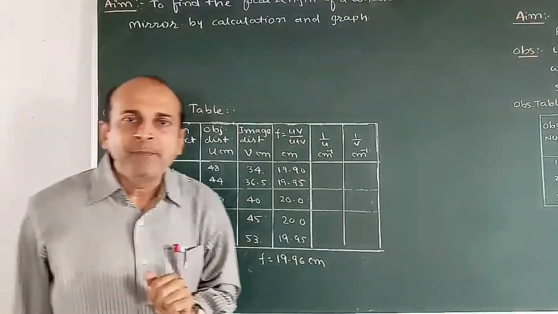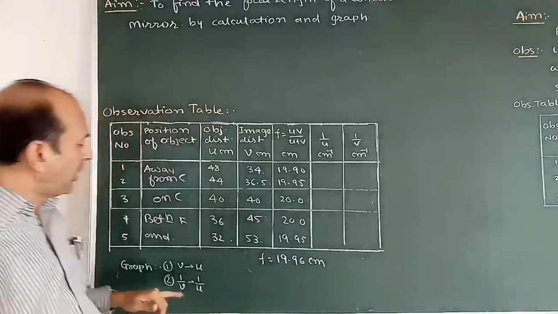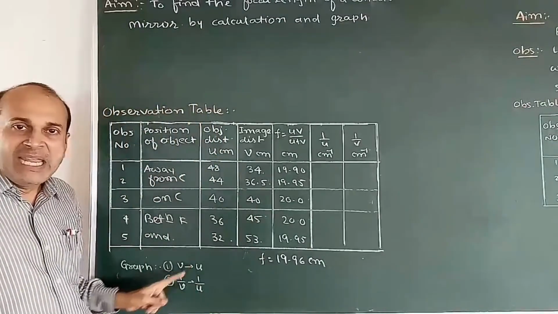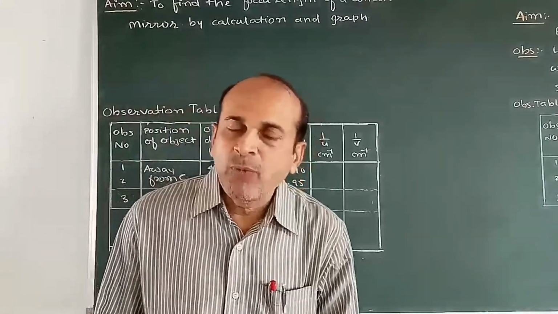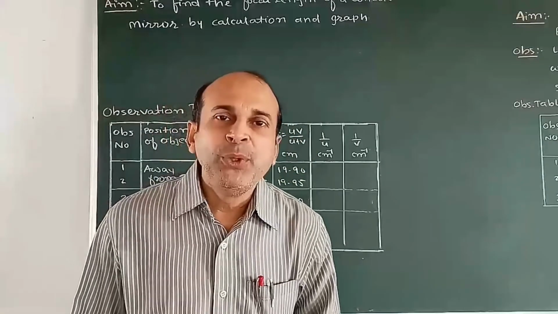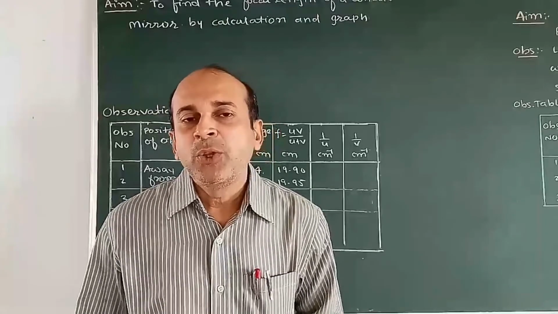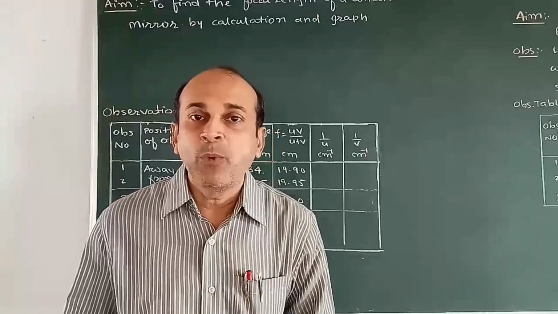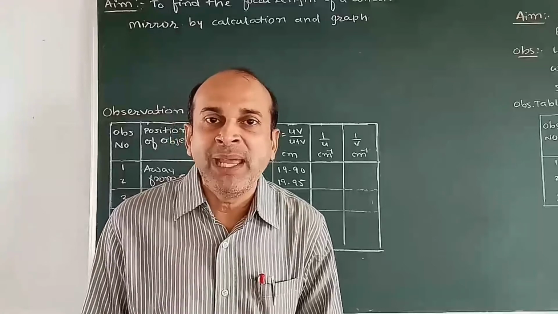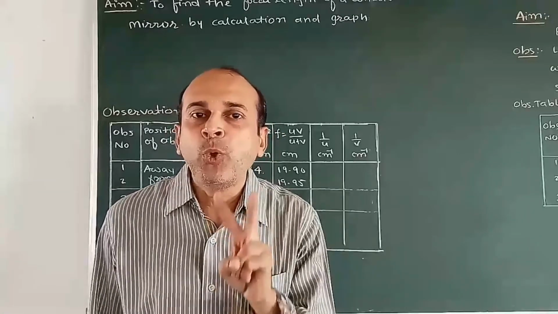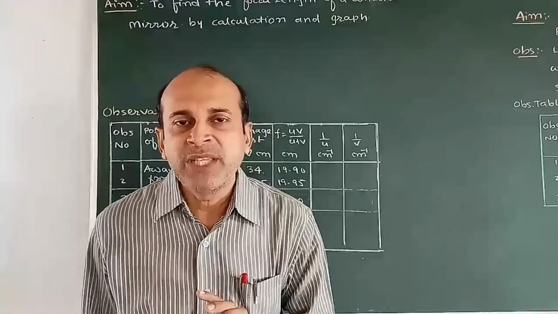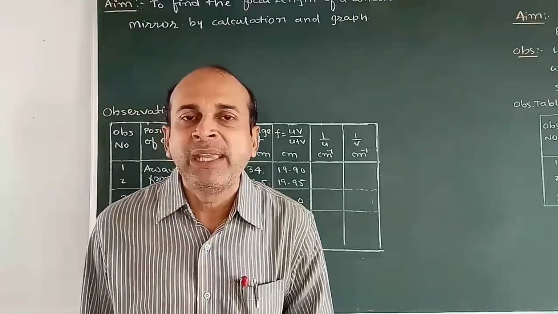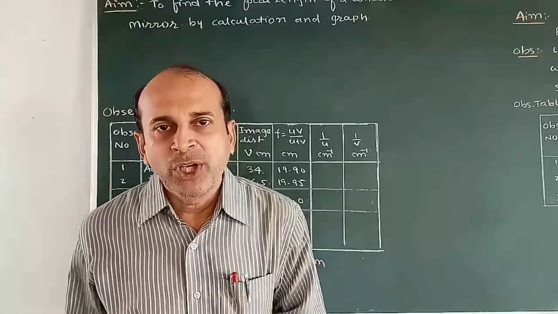Also, we can find the focal length by plotting the graph of V versus U and 1 upon V versus 1 upon U. But that part we will do during the experiment time. So for now, after the calculation, leave 2 blank pages for the graph, and here we are going to complete this experiment. Students, please note down this reading in your record book and journal too.